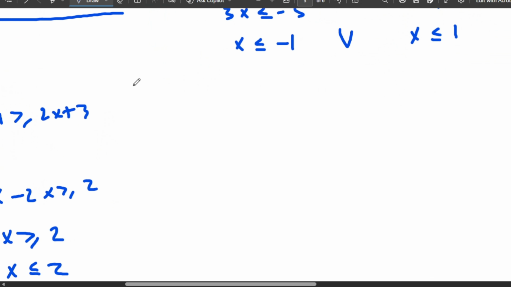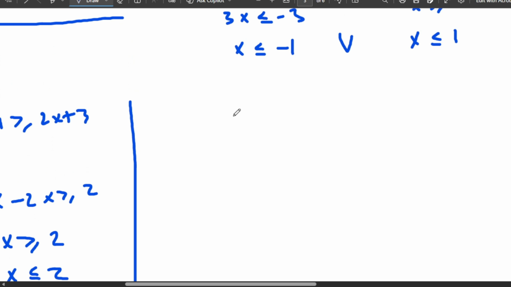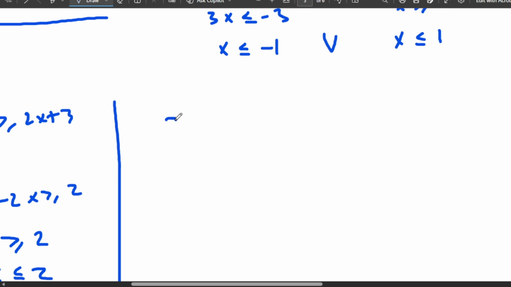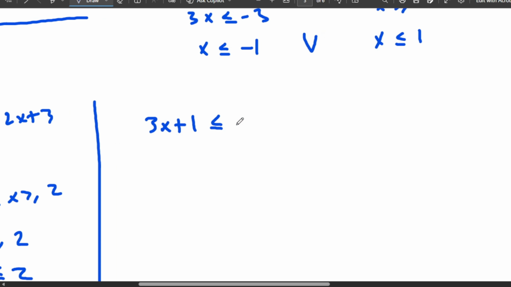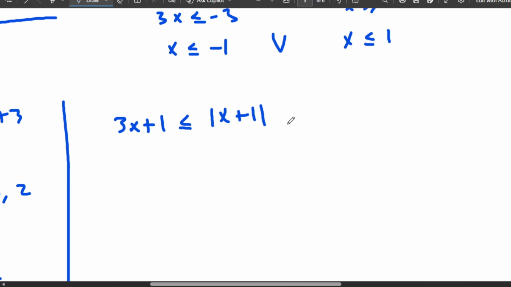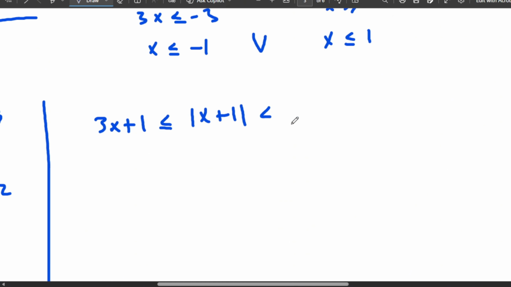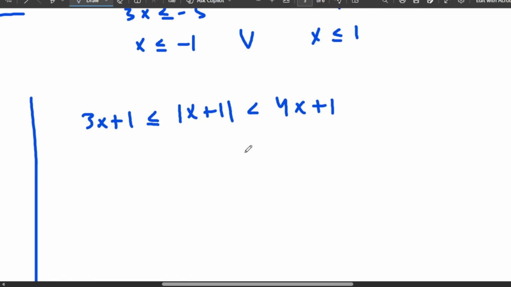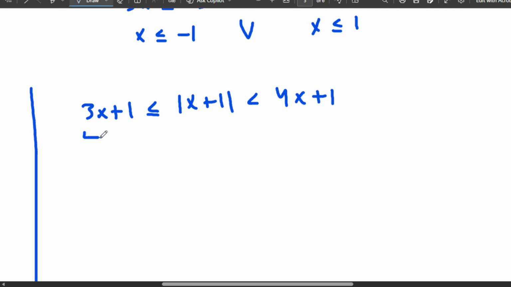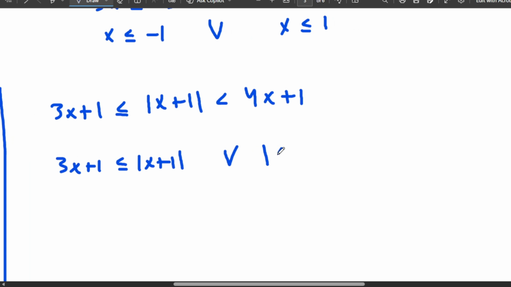Now what if it was a compound inequality? Let's say 3x plus 1 is less than or equal to absolute value of x plus 1, which is less than 4x plus 1. Again, we split this into two parts, so this one and this one. So 3x plus 1 is less than or equal to absolute value of x plus 1, and absolute value of x plus 1 is less than 4x plus 1.